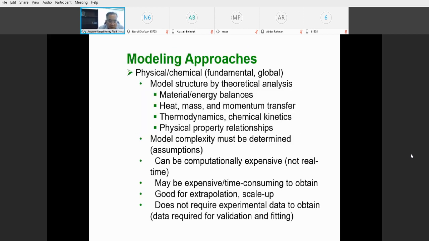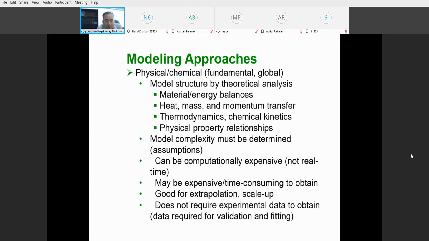So what is the approach in modeling? The modeling approaches. First, we have the physical or chemical, with regards to fundamental or global theory. So the model structure by theoretical analysis will cover material or energy balances.